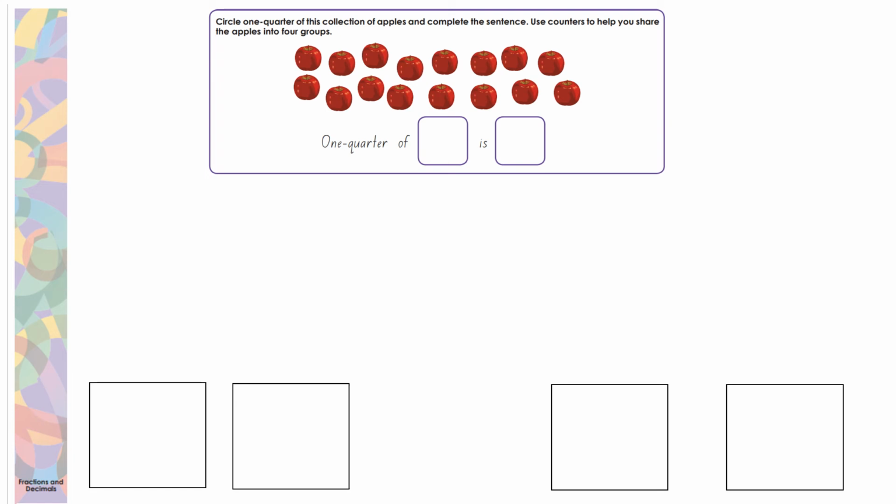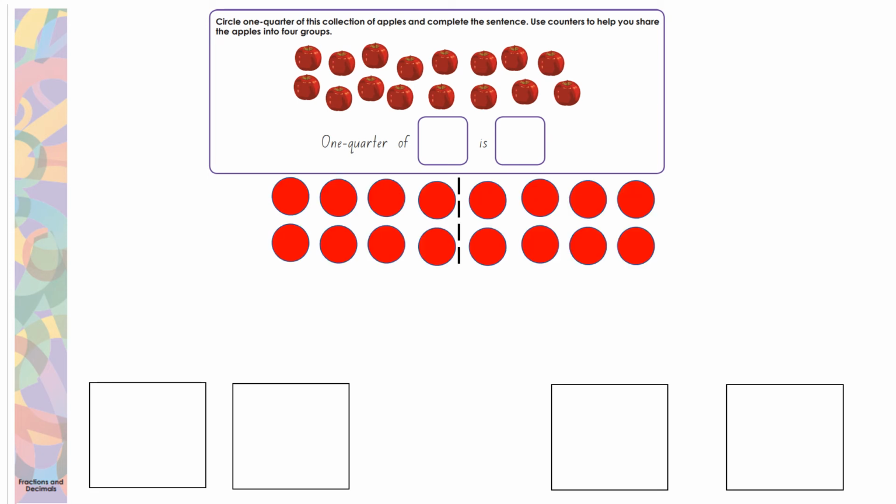So I know lots of people were having trouble with this type of activity when we did fractions before. It's where you have a collection of objects, and usually they will say circle maybe a half, maybe in this case it's circle a quarter. So to help me, another strategy, I'm going to use counters. The first thing I need to do is find out how many apples there are, and I'm going to replace them with counters. So I'm going to count by 2s: 2, 4, 6, 8, 10, 12, 14, 16. So I'm going to put 16 counters down there, and I'm going to line them up.